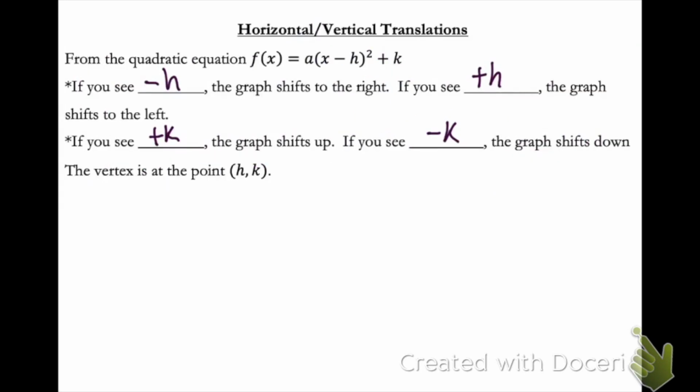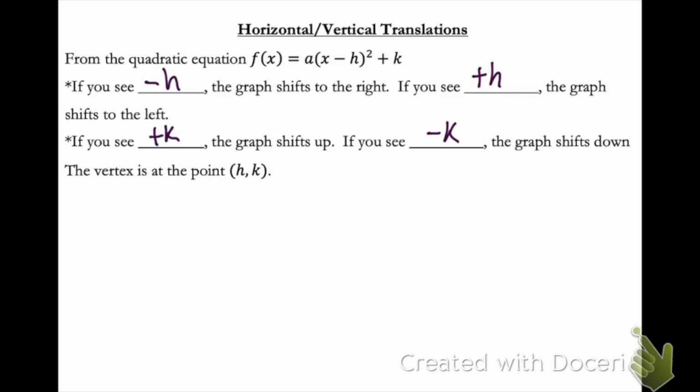Okay, first we're going to talk about translations. That would be left, right, or up, down movement. We're going to see the left-right movement whenever we look at our h value. If we see a minus h in the equation, then our graph shifts to the right h units. If we see a plus h, then our graph is shifting to the left.